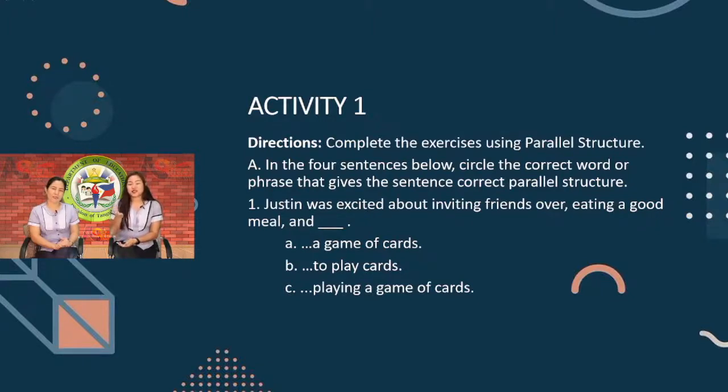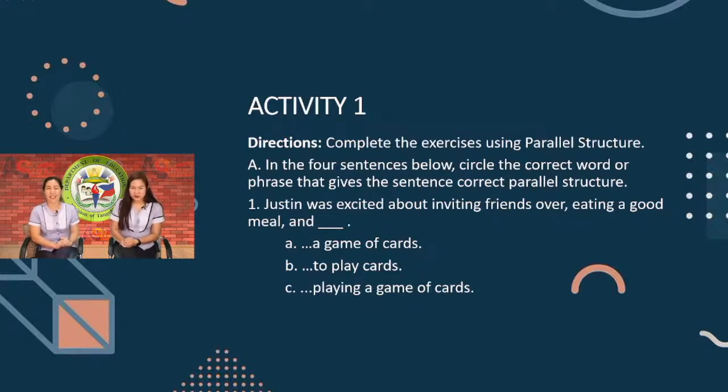So if you notice, you have there the phrases inviting friends, eating a good meal. So they are all in ing form. So which one is the correct answer? What do you think, learners? It is letter C, because we are using gerund phrases.